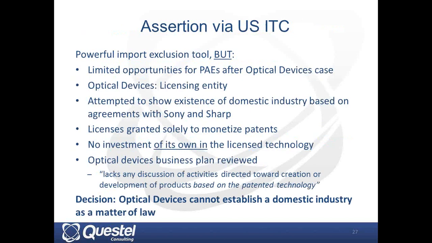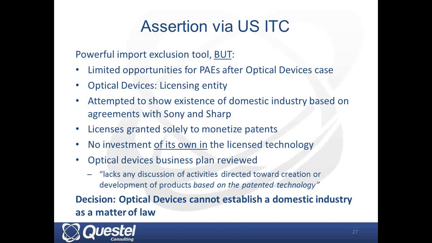If we look at assertion via the US ITC, it is a powerful exclusion tool, but I think there are limited opportunities for PAEs here, particularly after a fairly recent case involving Optical Devices, who were a licensing entity. They purchased or licensed patents from a number of companies, including Sony and Sharp, and in order to exclude products coming into the US market from overseas, which they regarded as an infringement of their patent rights, they went through the ITC process and attempted to show that they had a domestic industry in these particular patents because of the agreements that they had with both Sony and Sharp.